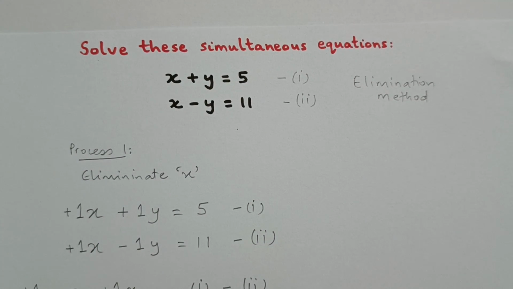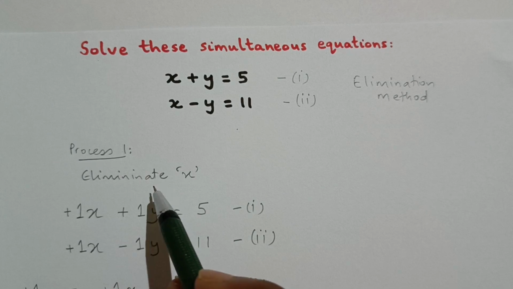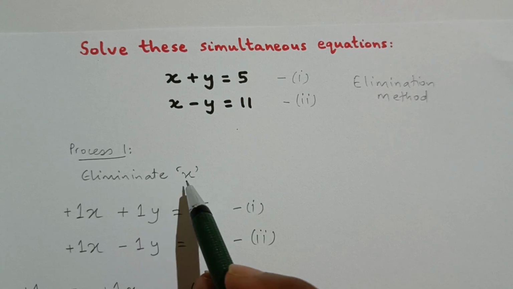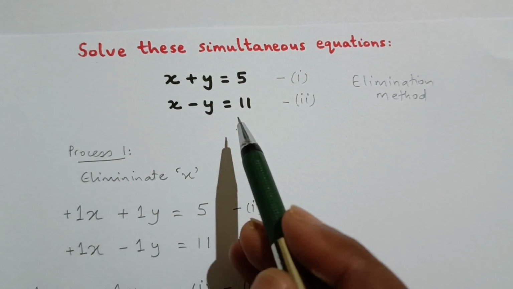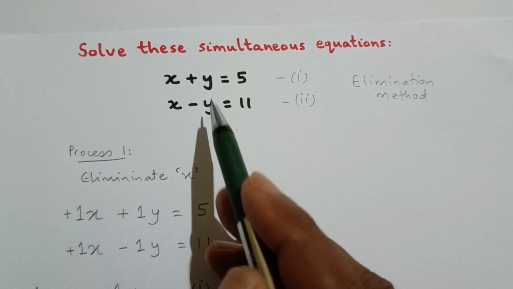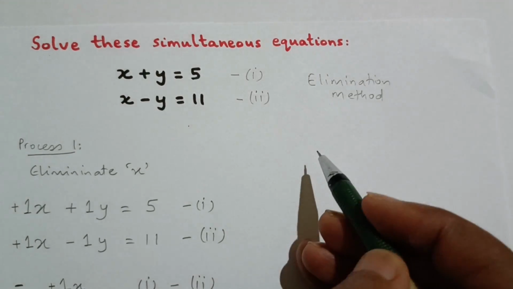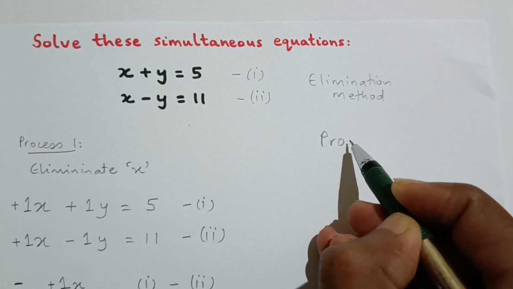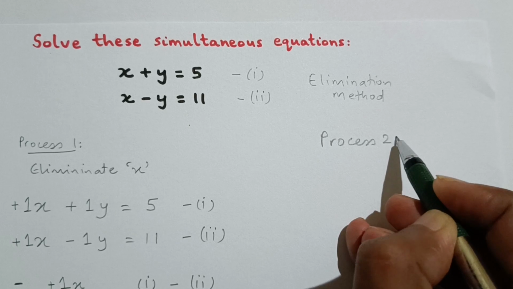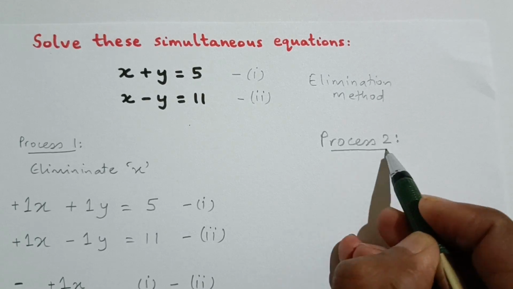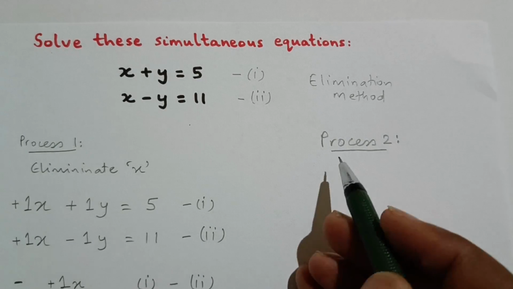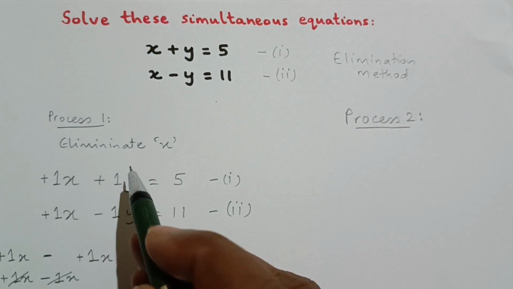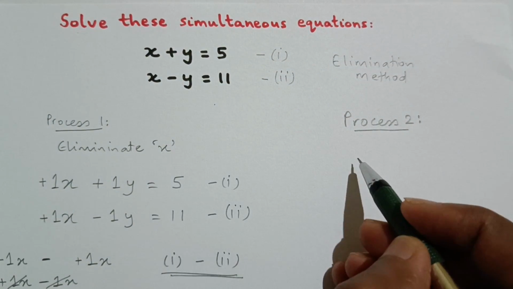Now as I told you before, I will show you both the processes. In process number 1 we have solved by eliminating the variable x. You can solve the same question by eliminating the variable y. So let me show you that process also, so that you will be aware of both the processes and you can apply any one of them in the examination hall and solve such kind of questions. So in process number 2 we are going to eliminate the variable y.